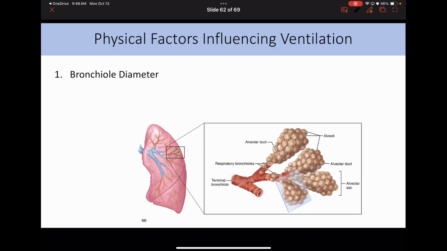All right, so some physical factors that influence ventilation or breathing. One is your bronchial diameter, and that can change in response to irritants and allergies. So I'm going to make some notes. I'll show you an image about asthma, but I want to make some notes first. So bronchial diameter is one way to influence ventilation. So one way is through irritants and allergies.